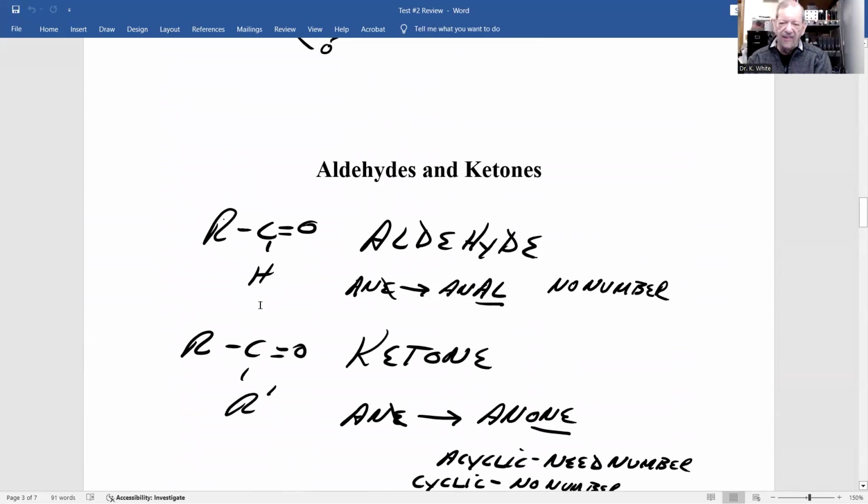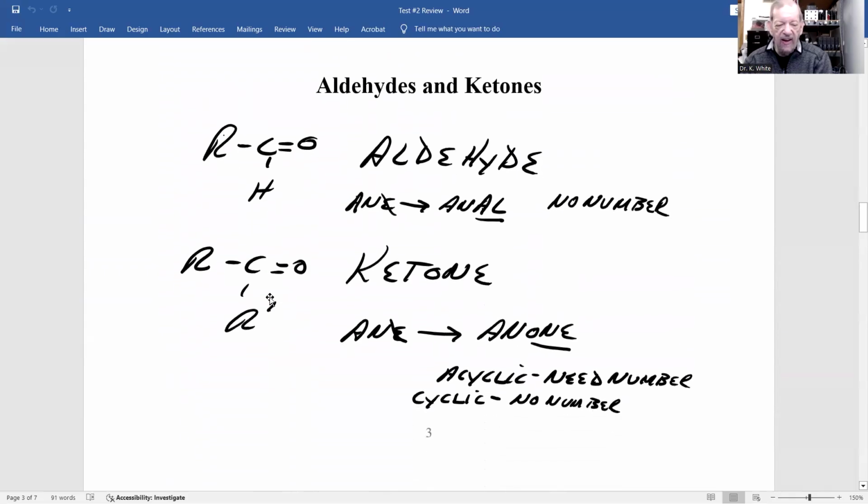Now, you can't have an aldehyde in a ring. You can't. But when you have 2 R groups, which can be the same or different, R and R prime, on the carbonyl carbon, that's a ketone. Dr. White loves ketones too.